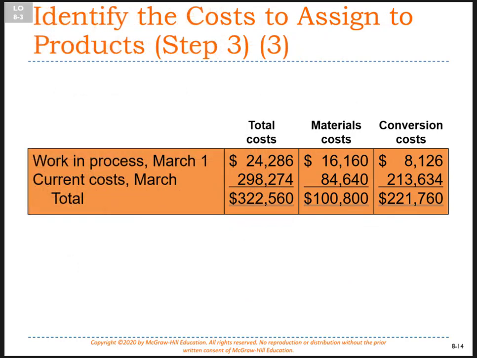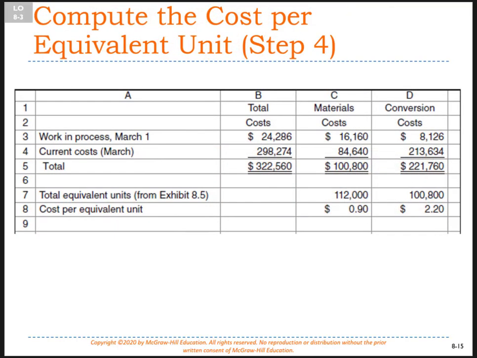Total costs. Remember we talked about this. This is what is in work in process. Notice you need to know for this how much is materials and how much is conversion. That would have to be given to you from your beginning work in process. The current costs added, materials, conversion, again, we have to separate the two. But that's relatively easy because we have been making our journal entries as we bought stuff and paid for things during the month.